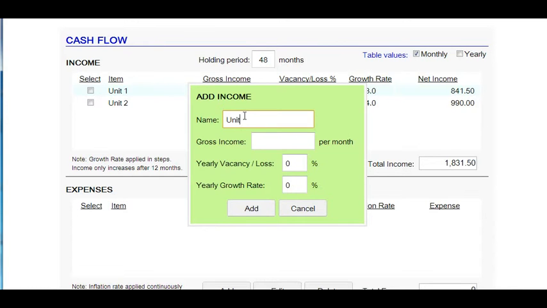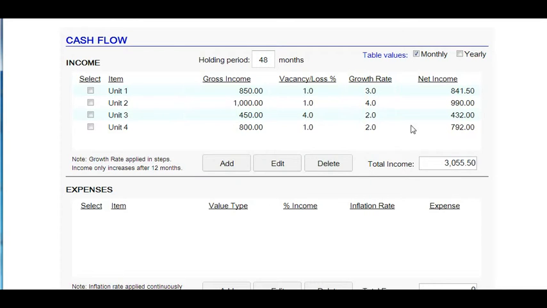So, say unit 3, say that's in the basement, and nobody likes to be there, and it has to stay cheap. And unit 4, and let's just say that's the least desirable also. So here we go. Here's all the gross income for all these units.